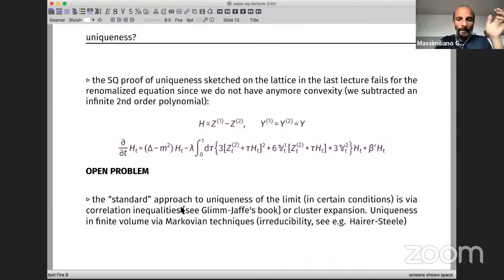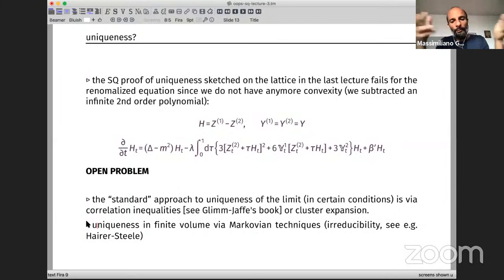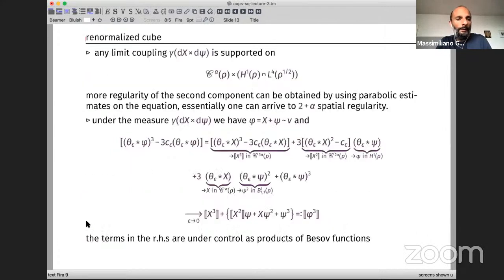Let me make another remark in this respect. Uniqueness in finite volume you can do via Markovian techniques. By the theory of Markov processes, you can prove that in finite volume there is essentially only one invariant measure for the dynamics. But this technique does not work in infinite volume. Actually, for me, it's not even clear what it means to have a Markovian dynamics in infinite volume, or if this is what you really want. So I think the interesting point is really to study the infinite volume problem and maybe uniqueness in this case. Even in the lattice theory, there could be situations where uniqueness is interesting.